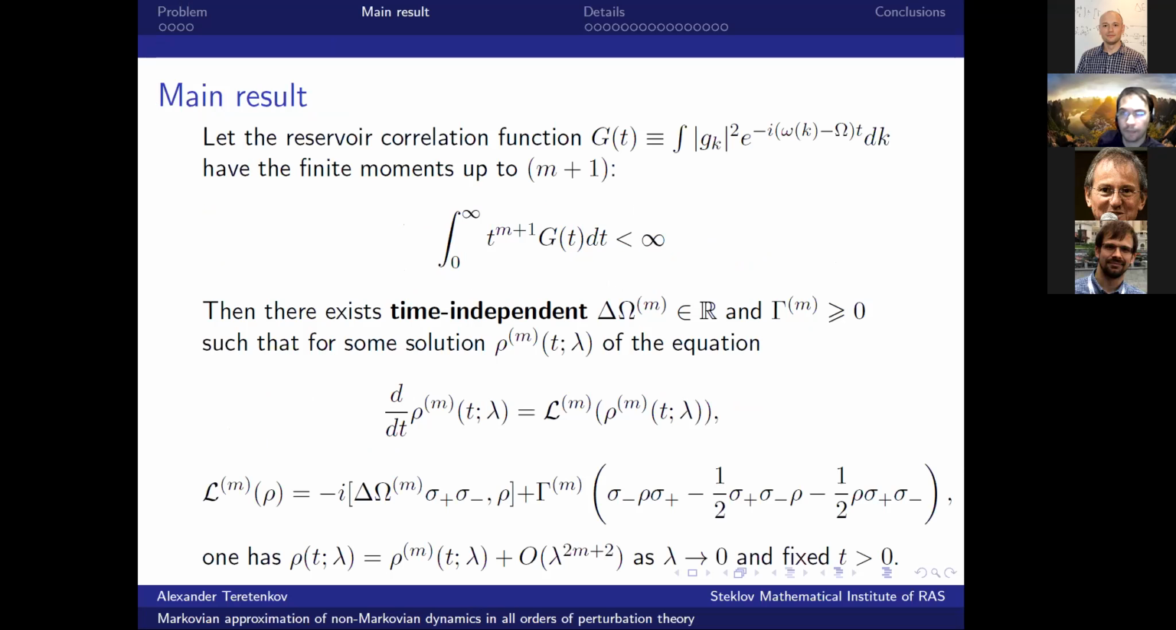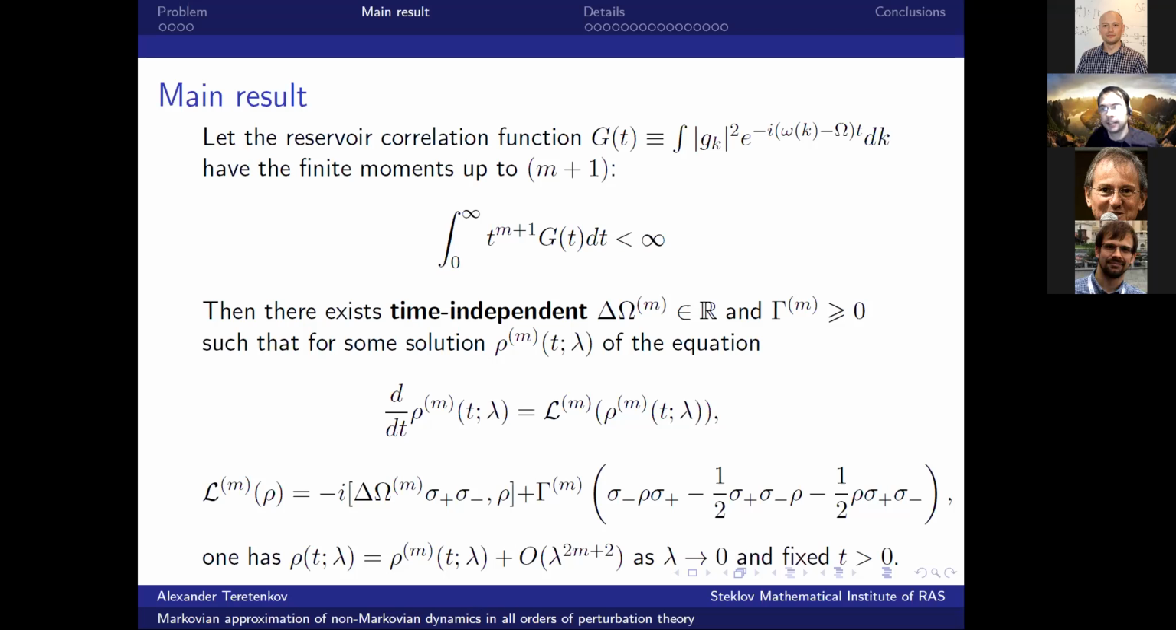And what is possible to show here is that if you have n+1 finite moments of the reservoir correlation function, then there exists a Gorini, Kossakowski, Sudarshan, Lindblad type equation, with, what is most important here, time-independent coefficients. If we allow time dependence of the coefficients, it would be the more generic case for this model. But what is important is that you could use only time-independent coefficients.